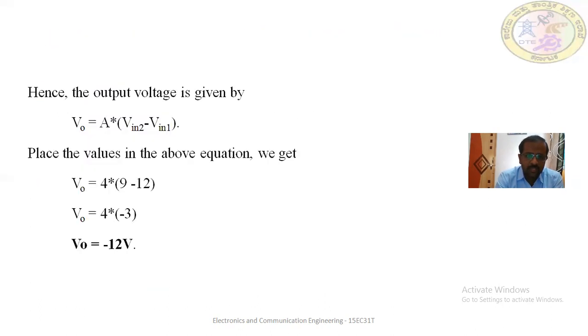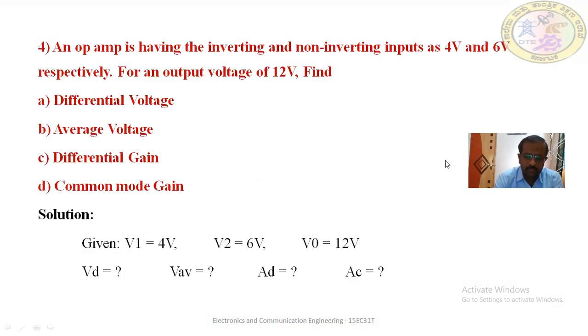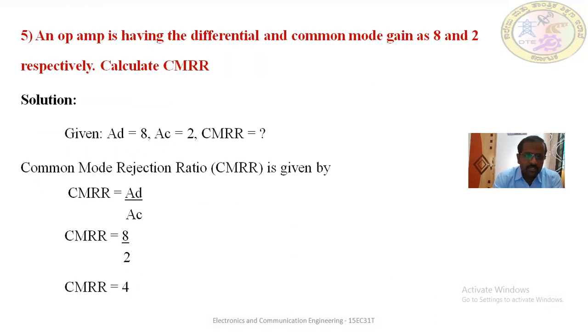You can see it in the formulas list here. The CMRR, the common mode rejection ratio, is equal to AD divided by AC. I am going to make use of this formula. In the given problem, AD is equal to 8 and AC is equal to 2. Placing these in the equation, 8 divided by 2 is equal to 4. So the CMRR has been calculated in this way.